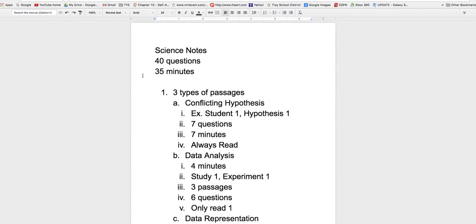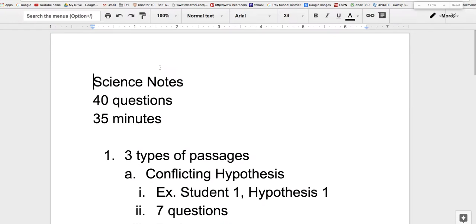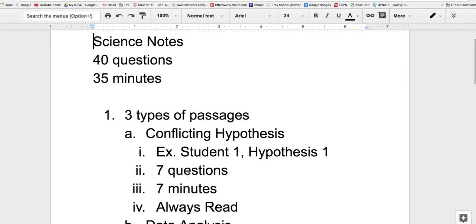So for science, you have 40 questions and 35 minutes. After practicing, you guys should be able to finish this in 28 minutes with no problem. So there are three types of passages. There's a conflicting hypothesis one. This is the one that says like student one or hypothesis one. This is typically the longest section. There'll be 7 questions and you should take about 7 minutes to read this. And this one, you're always going to read the entire passage.